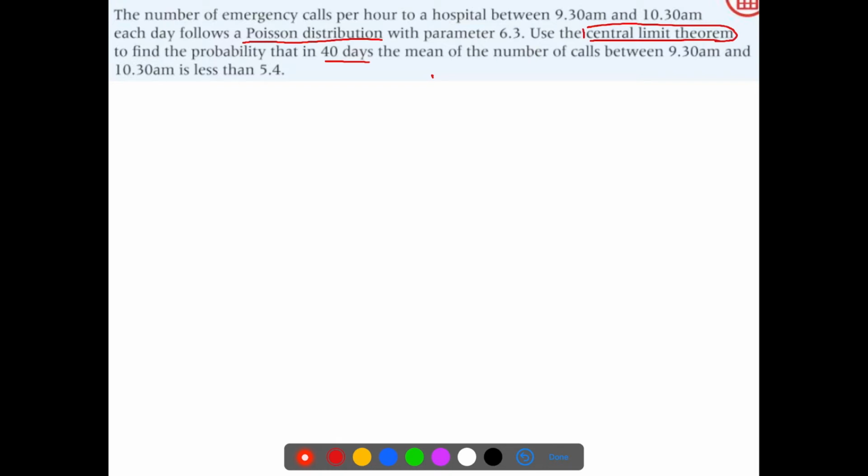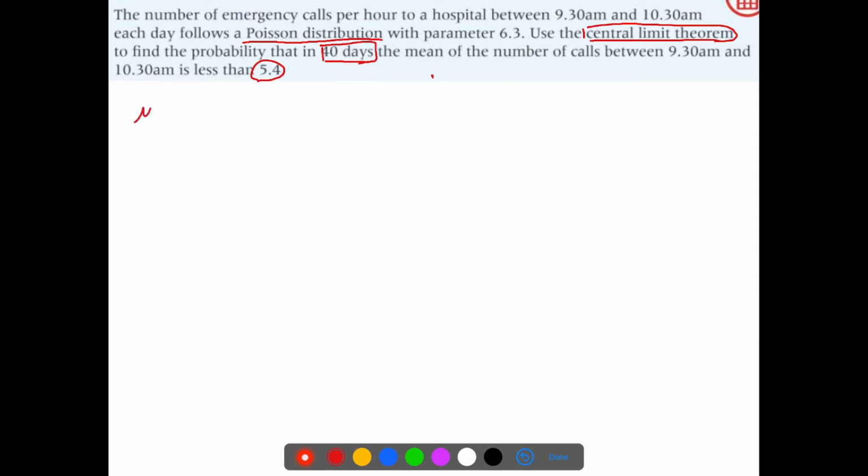Unfortunately, it's asking for what the total probability is that I'm going to get an average less than 5.4. Okay, so what we're going to do is create a new distribution for what those 40 days should look like. We're going to go ahead and use the central limit theorem.